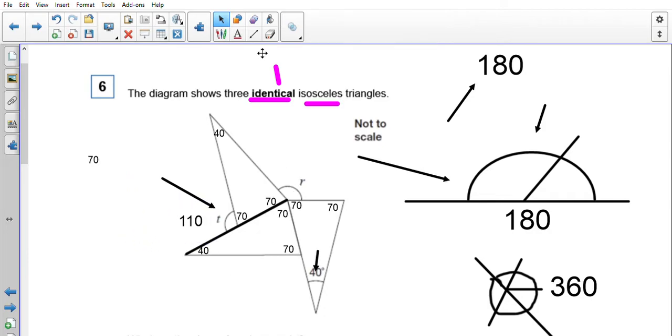I can do a common sense check on that. 110 is an obtuse angle. An obtuse angle is greater than 90 degrees. My 90 degrees would be somewhere about there. T is bigger than that. Makes sense. Now for R, I need to use this fact.